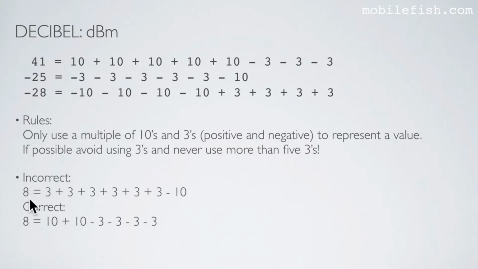So this is incorrect. The value 8 should not be represented by 3 plus 3 plus 3 plus 3 plus 3 plus 3 minus 10 because it uses more than 5 threes. It uses 1, 2, 3, 4, 5, 6. The correct way is this. 10 plus 10 is 20, minus 12 is 8. As you can see, we only use 4 threes.